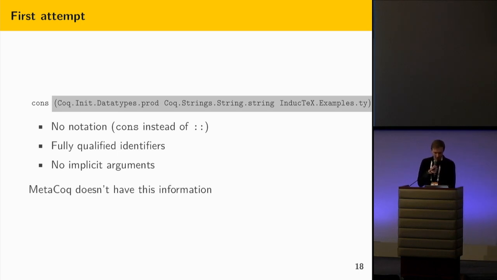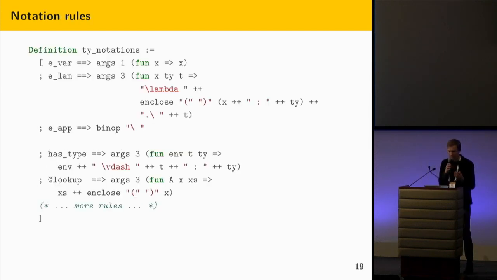So, yeah. And what's unfortunate is that in MetaCoq, it wasn't possible to access this notation information and information about implicit arguments and that kind of stuff. So yeah, we have to work around that in order to get some sort of reasonable pretty printing. So to do that, I introduced a tiny set of combinators just to handle some strings.